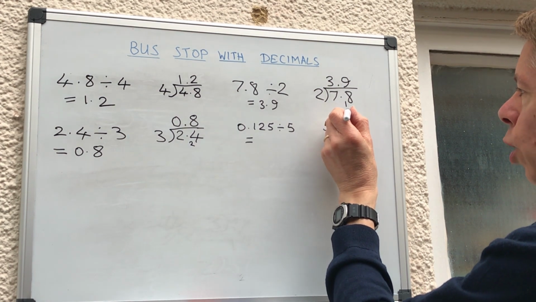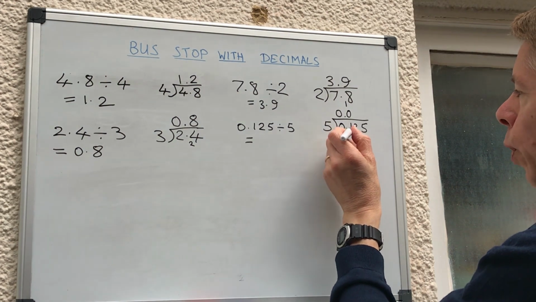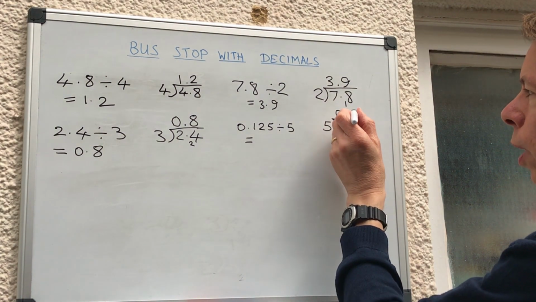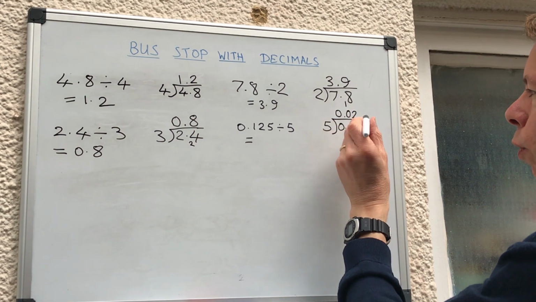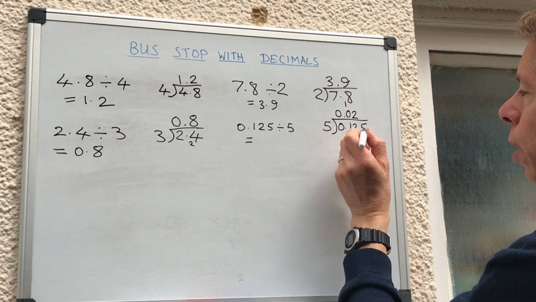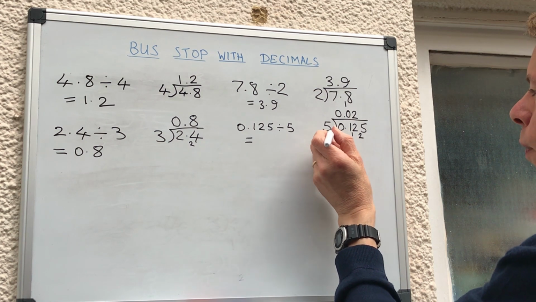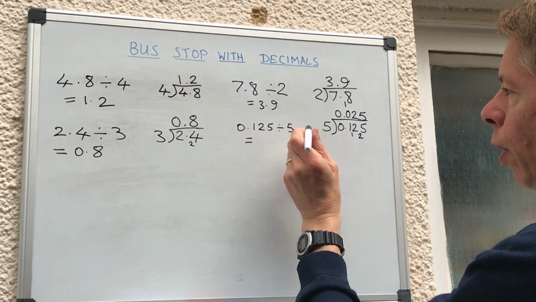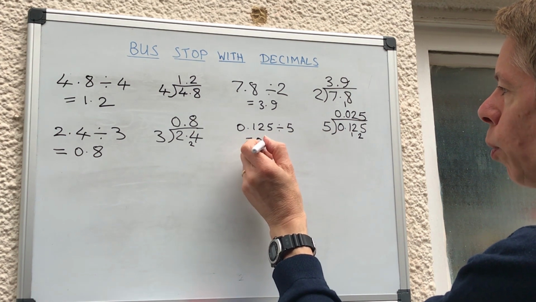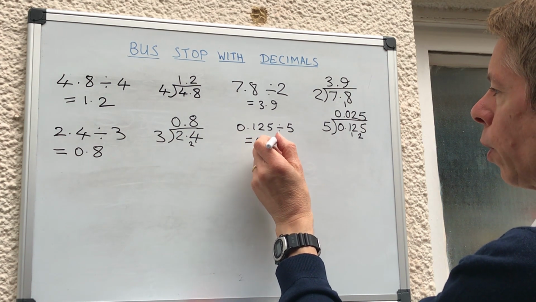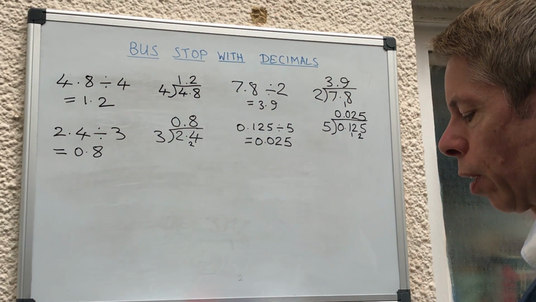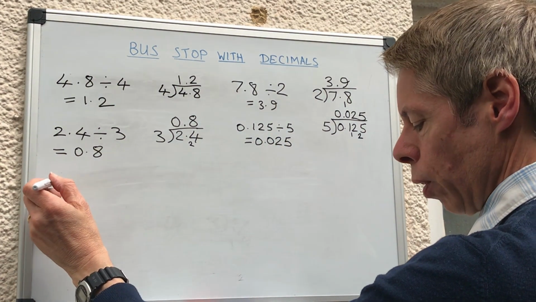You don't get any either, so put the 0 there. Now we didn't use that 1, so we put it down here. How many 5's in 12 is 2. 2 5's are 10. 12 take away 10 is 2, so we put the 2 there. How many 5's in 25 is 5. So 0.125 divided by 5 equals 0.025.